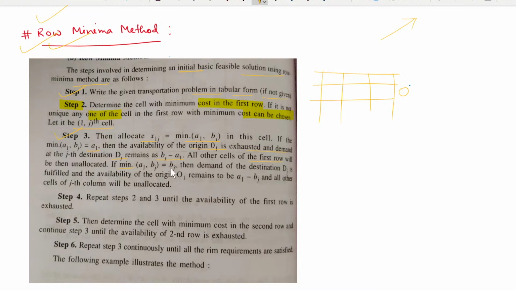If the minimum of a1, bj is equal to bj, then the two cases may occur from these two quantities. These two cases are in step number 3. Then the demand of the destination dj is fulfilled, the availability of origin 1 remains a1 minus bj, and all other cells of the jth column will be unallocated.